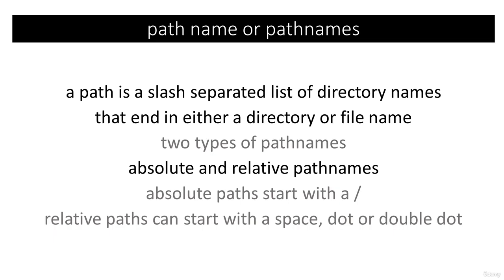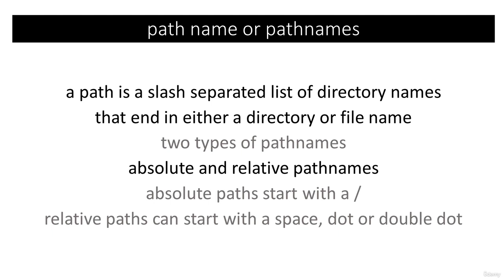A path is a slash-separated list of directory names followed by either a directory name or a file name. To access a certain file or directory, you must specify the path leading to that directory or file. There are two types of path names, absolute and relative. The relative path name can also be called a local path name.